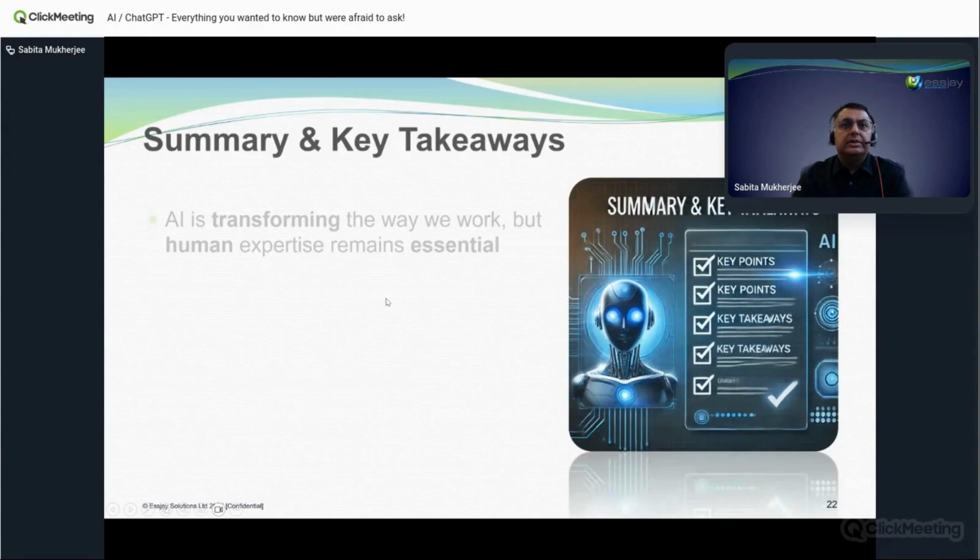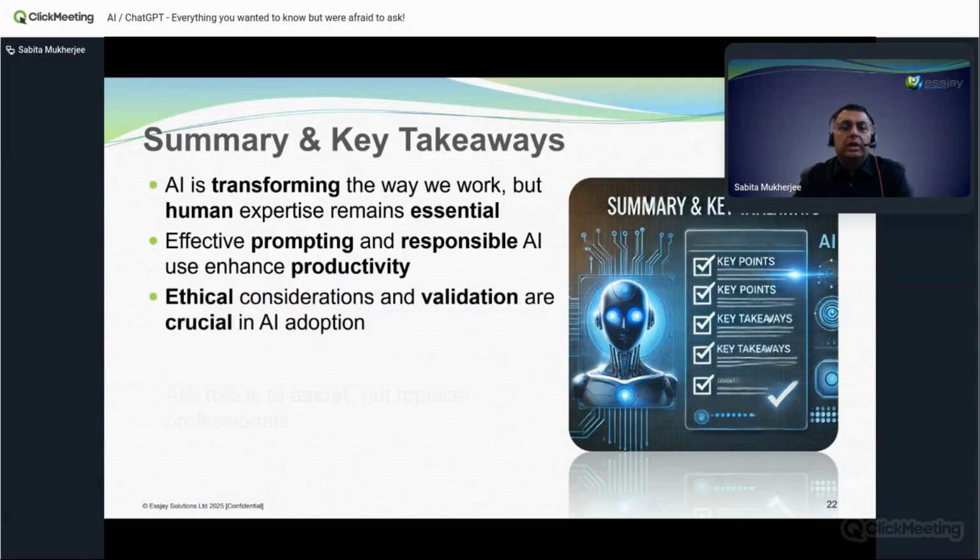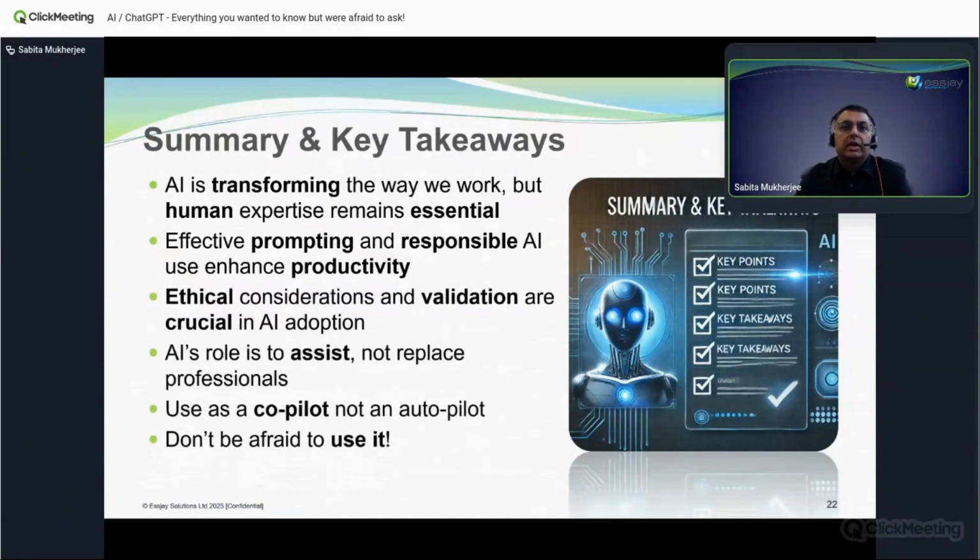So, to summarize what we've learnt, AI is a transformative tool, but human expertise is still necessary. Effective prompting and responsible AI use enhance productivity. Ethical considerations and validation are crucial. AI serves as an assistant, not a replacement. AI is not here to take your job, it's here to take your repetitive tasks. Be curious, experiment, and learn. That's how we grow with this technology. And remember, AI is a co-pilot, it's not an autopilot. Use it wisely and always validate your results. Embrace AI and ChatGPT. It's here to stay.